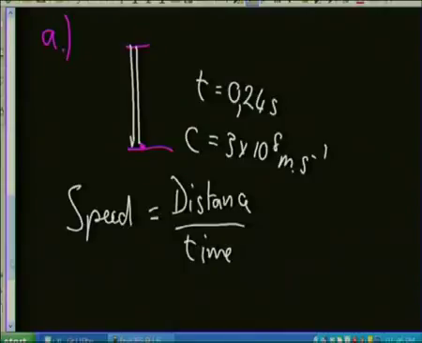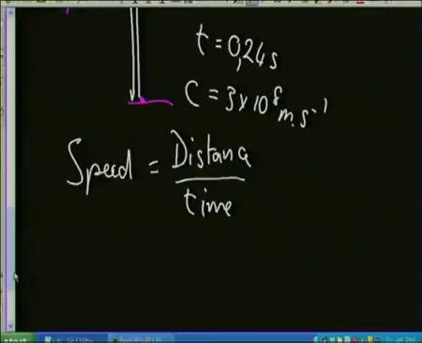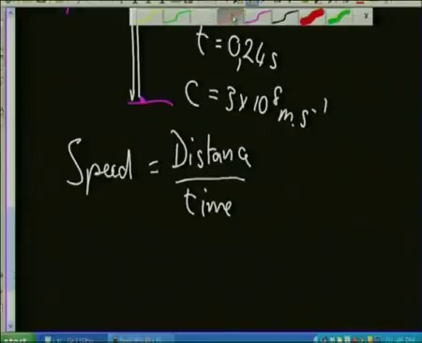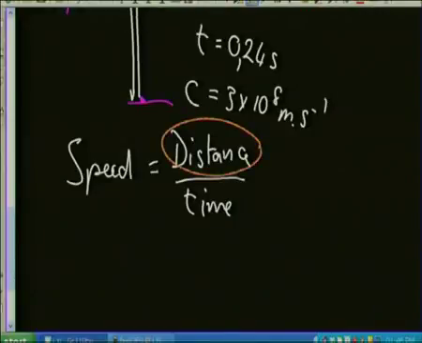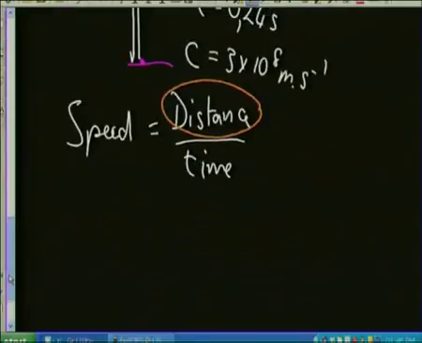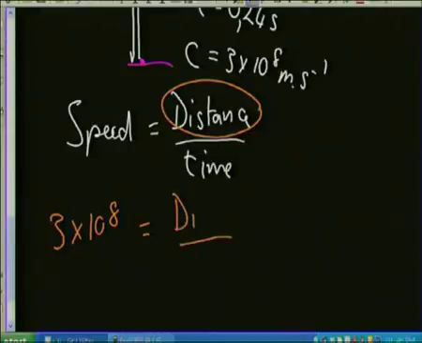There are other forms of that, but let's just use that. We're going to isolate and find this missing quantity here. The way I do it is I always like to write the formula down and then substitute in. So I'm going to substitute 3 × 10⁸ meters per second. I want to find the distance, and I know what the time was.